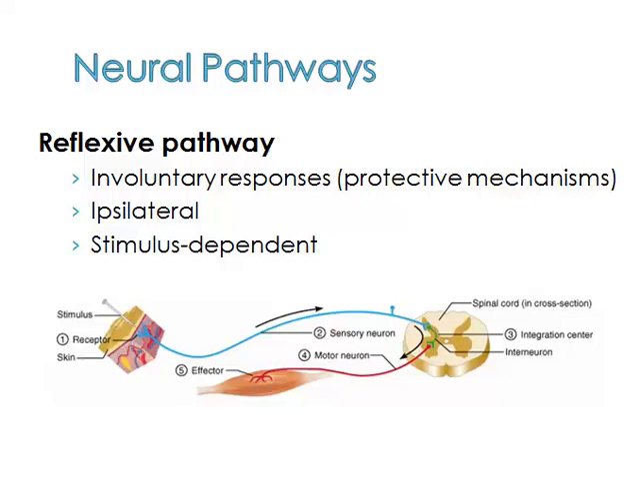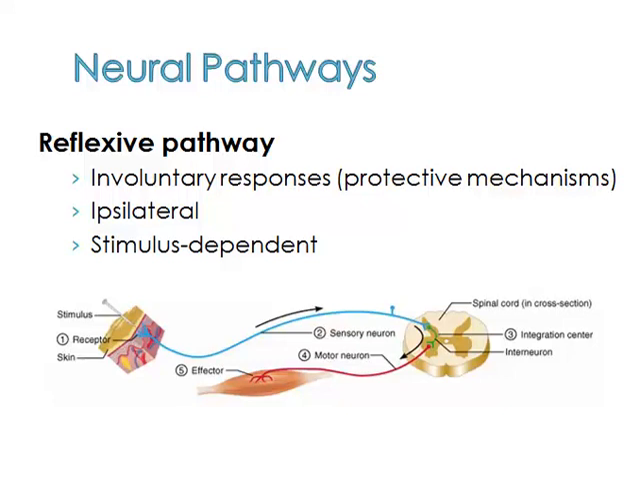In other words, you want them to not fire or not be activated or be inhibited so that the bicep can fully contract. So that's an example of the protective mechanism that occurs with something like the hand withdrawal reflex.